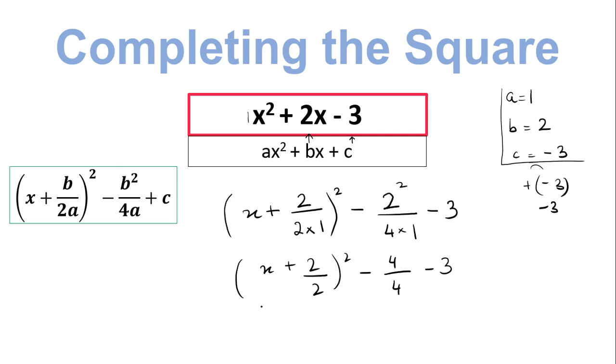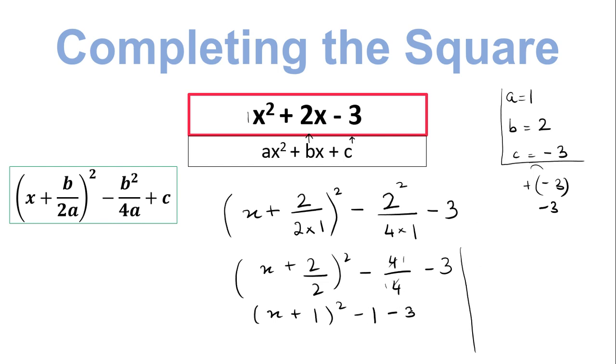Now if I want to just cut it short, or finalize it, x plus 2 divided by 2 is just 1, 2 ones are 2, 2 ones are 2, and (x plus 1) whole squared, minus 4 divided by 4 again, 4 ones 4, 4 ones 4, so the answer is just 1 minus 3. Now we have minus 1 and minus 3.